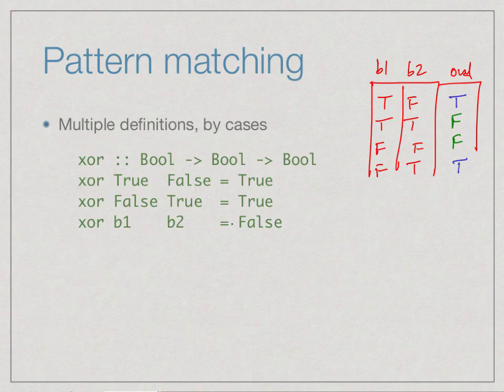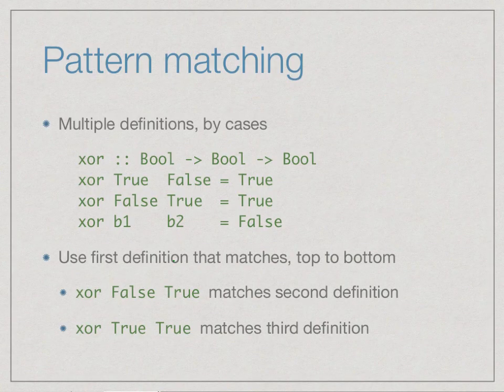Now we can actually write a function which checks these patterns. We say that okay, if this is the case, then XOR of true and false is true. Similarly, if this is the case, XOR of false and true is true. And finally, if it is not one of these 2, then XOR of any B1 and B2 which is not of the form true, false, or false, true must be false.